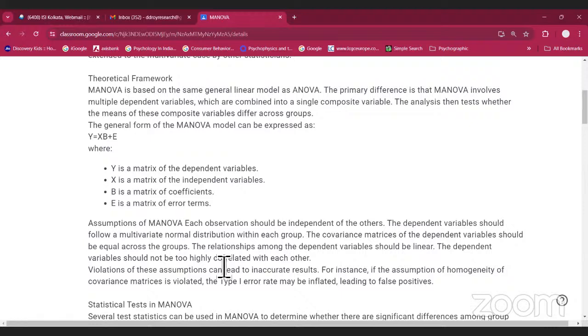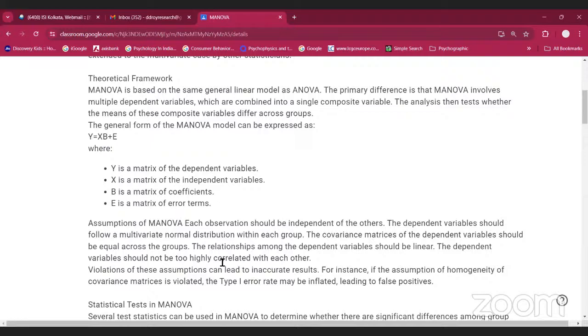So if you find that the dependent variables are highly correlated with each other, maybe the correlation is more than 0.9, then there is a high probability of multicollinearity. So we must be very clear about the multicollinearity issue.